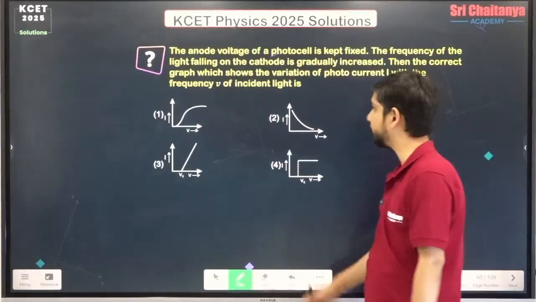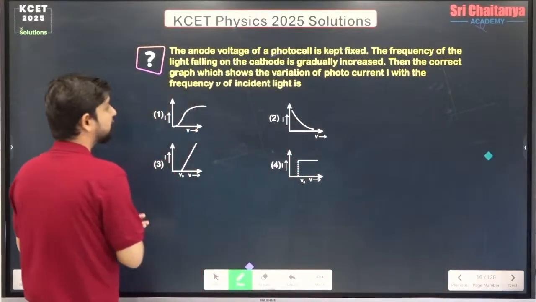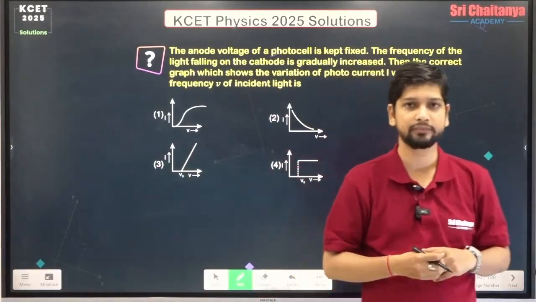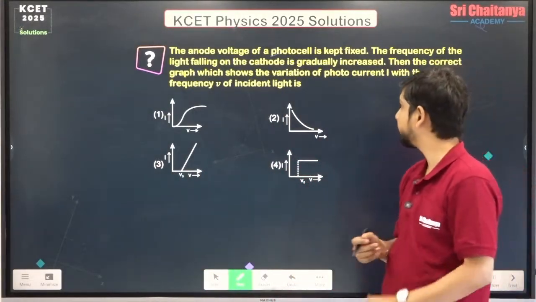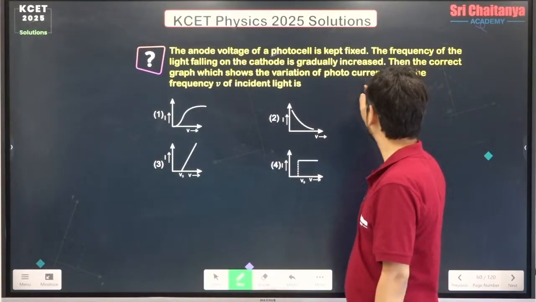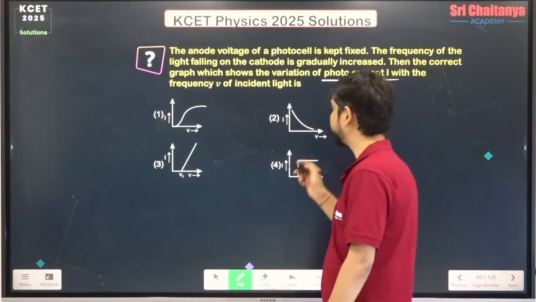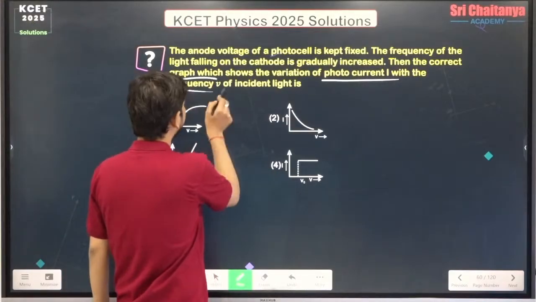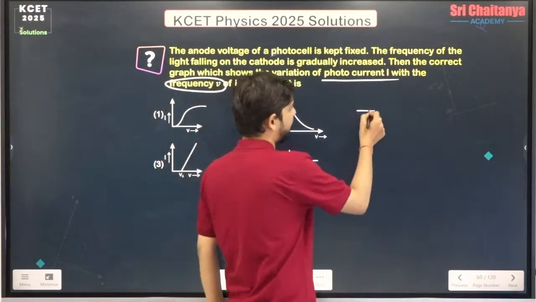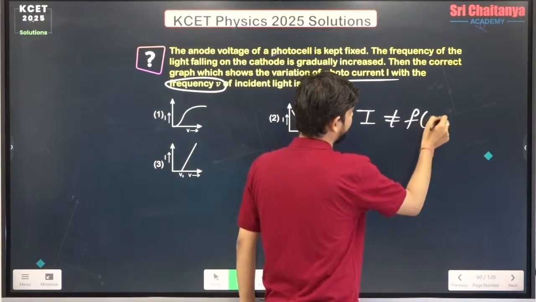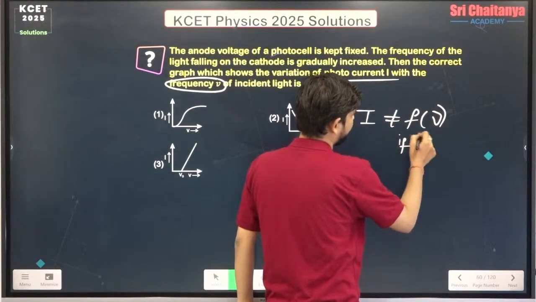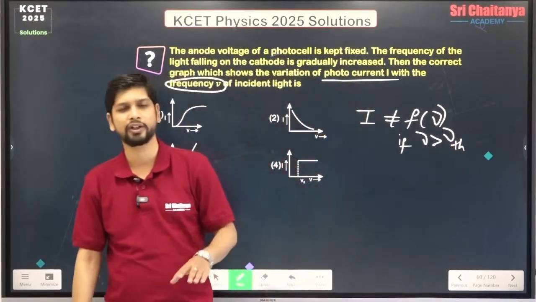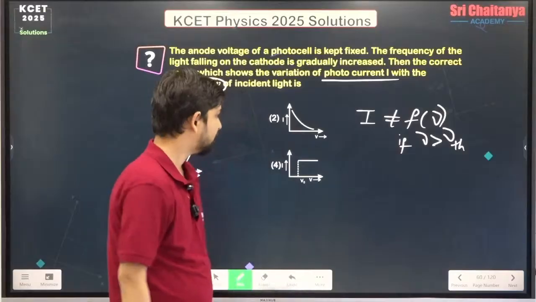The next question is again a diagram based question, from the photoelectric effect. Here it is asking about the photocurrent I, and we know that photocurrent I is not going to depend on the frequency. Photocurrent I is not a function of frequency if the frequency is greater than the threshold frequency.